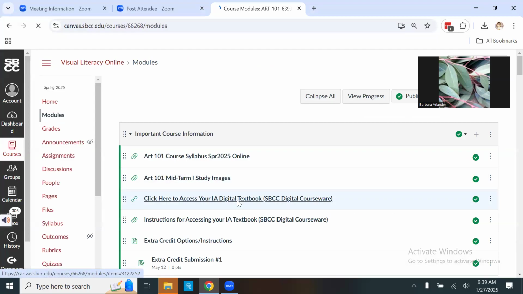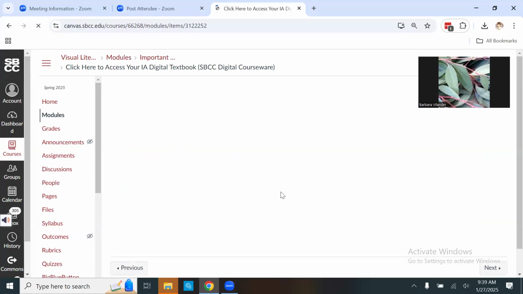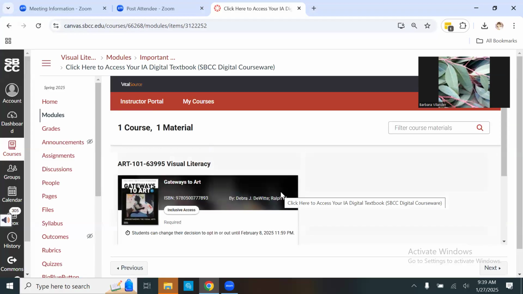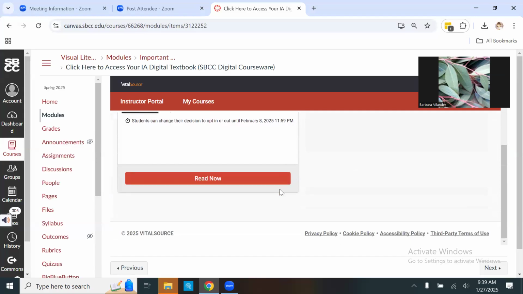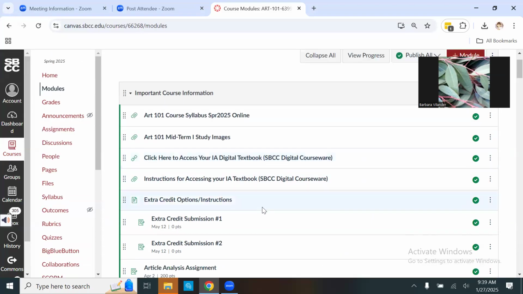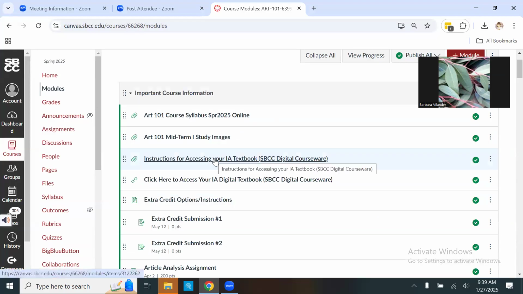So this is information about how to access your inclusive access textbook, okay? Mine looks a little bit different because I'm the instructor in the course. Yours will look a little bit different to you, okay? But that tells you how to access it. And sorry, I apologize. That's where you access it. Here's the instructions for accessing it, okay? I should flip those. Let's flip those. We'll put the instructions on top, okay? And there's where to click to access it, all right?